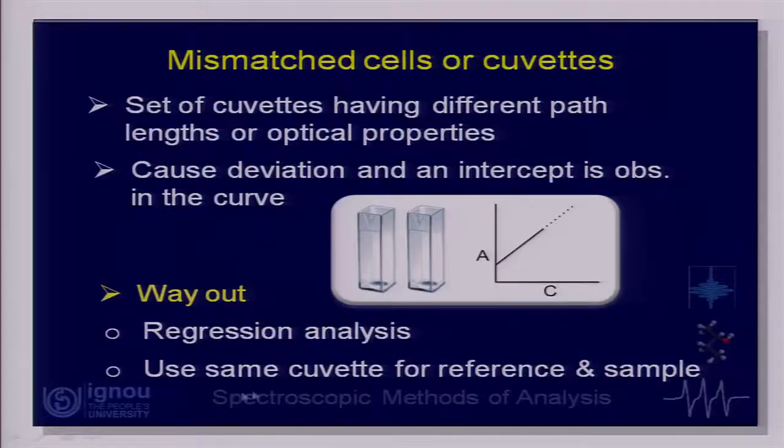And this problem can be taken care of in two possible ways, that is, to make a number of measurements and do some kind of regression analysis to eliminate the error because of the mismatching. Or the more commonly used way out is that we use the same cuvette for the reference as well as the sample. That means we use only one cuvette first for the reference material, then for the sample, and then subtract the reference from the sample. We will talk more about it in the next session when we talk about the instrumentation part.